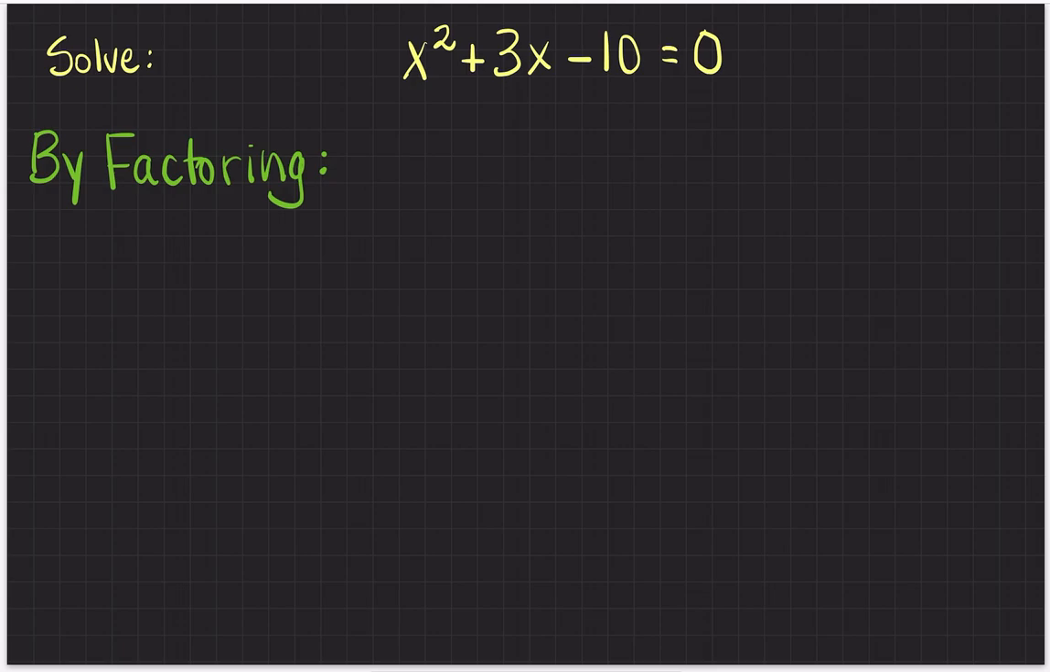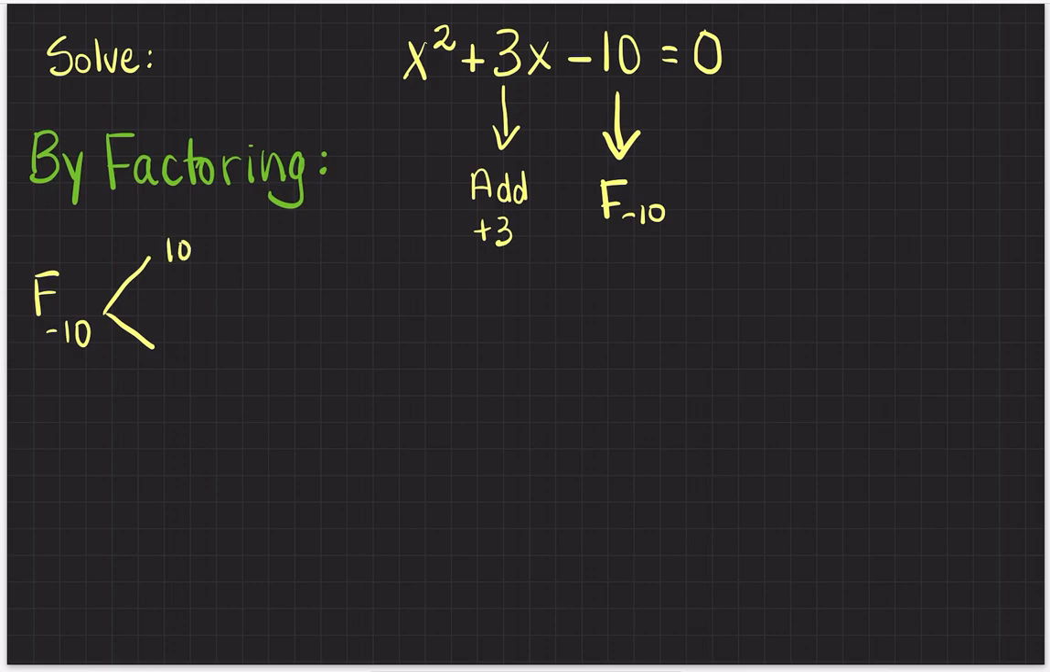Solving this by factoring means that we're going to have to find the factors of -10 that when I add them, I should get +3. So let's look for factors of -10. At the beginning, we're not going to look at the sign. We're just going to do factors of 10. That will be 10 and 1, and 5 and 2. That's it. So now, this is in fact a -10.